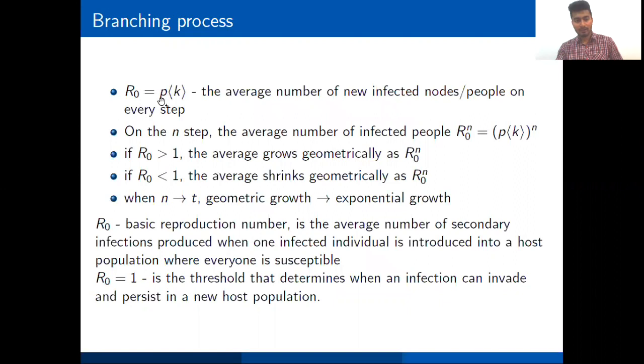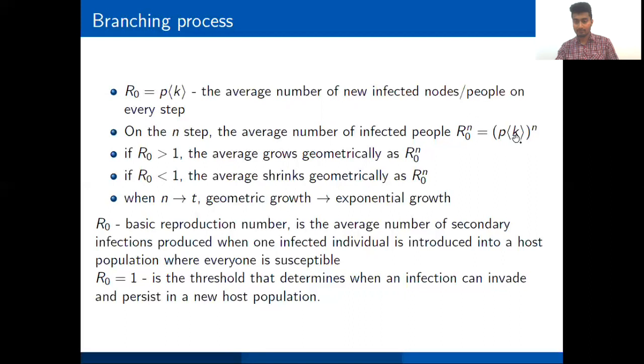Now, this probability P and the number of people met, K, we can label as R naught. What this R naught means is the average number of new infected people on every wave or every step. That's for one step, but what happens with N steps? If my tree is big enough, I take this number and raise it to the power N on both sides. So that's what I'm doing here: R naught to the power N, and P multiplied by K to the power N.